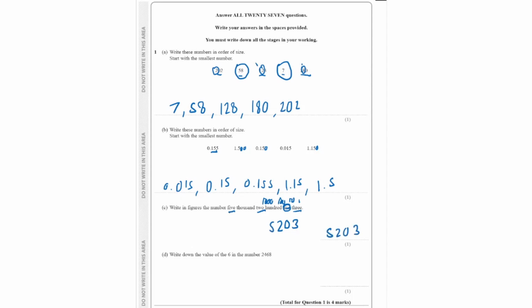5,203. Write down the value of 6 in the number 2,468. Again, we have ones, tens, hundreds, thousands, and we can see here that 6 correlates to 10. And that's our final answer.